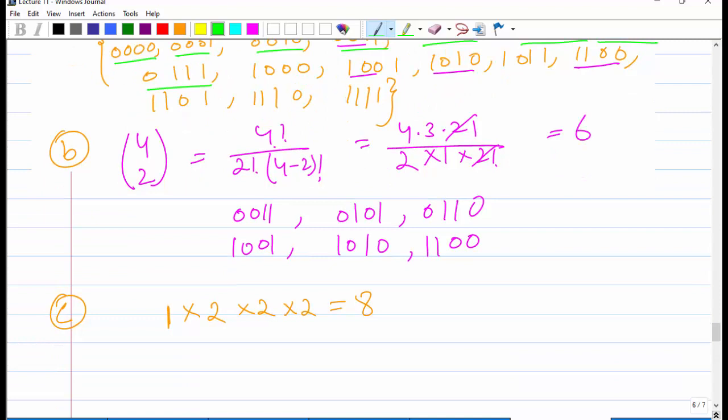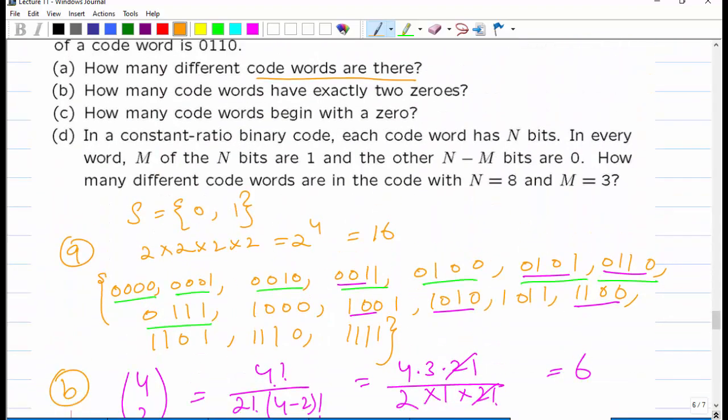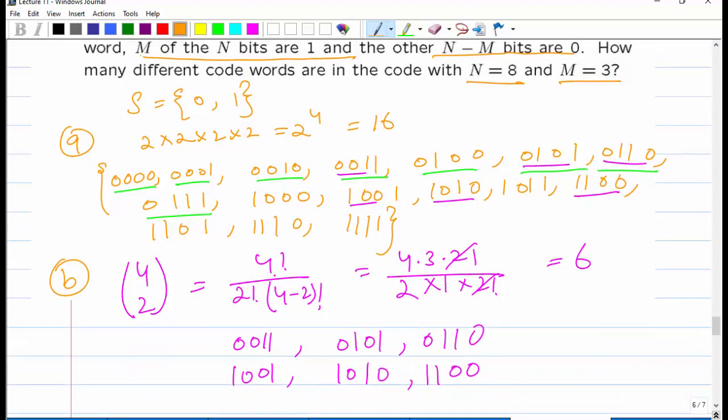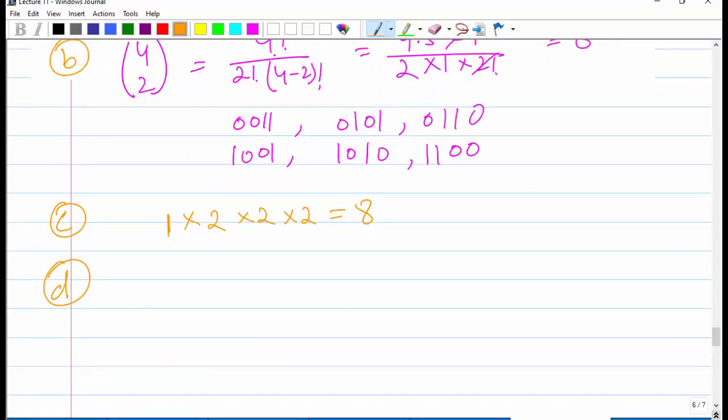And the D part says that in a constant binary ratio code, each code word has n bits. In every word, m of the n bits are 1 and the other n minus m bits are 0. How many different code words are there in the code with n equal to 8 and m equal to 3? This is a very simple problem. So we have n equal to 8 and m equal to 3.